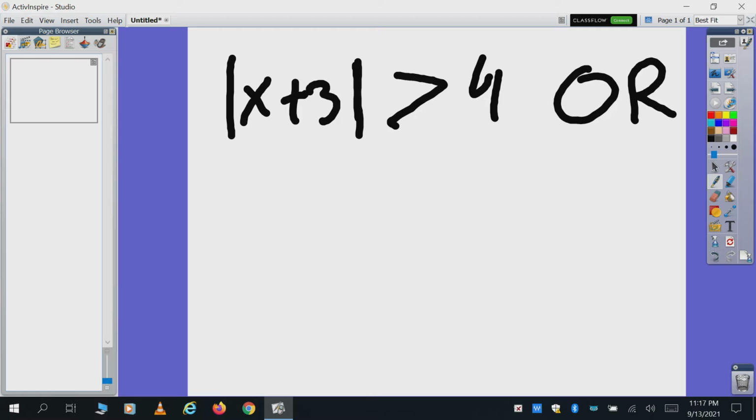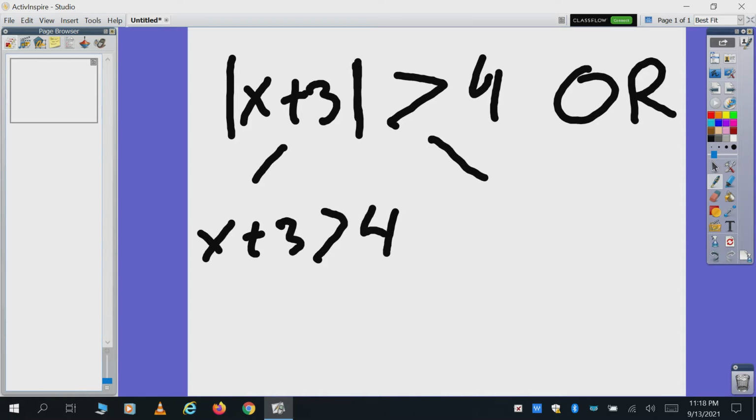So next thing, I'm going to try and solve for this. Just like we did before with the regular absolute value equations, we're going to have to write 2 different equations. My first equation is going to be looking exactly the same. So I'm going to have x plus 3 is greater than 4. The second equation is going to change a little bit. The absolute value stuff stays the same.